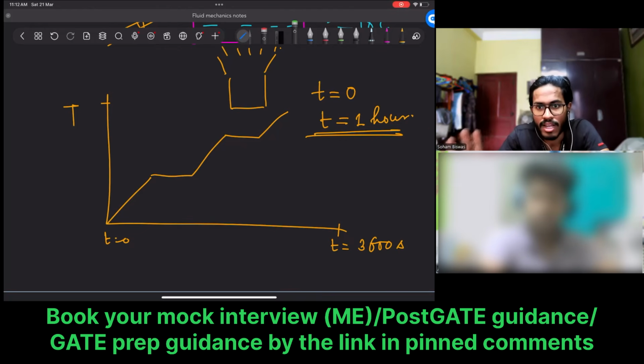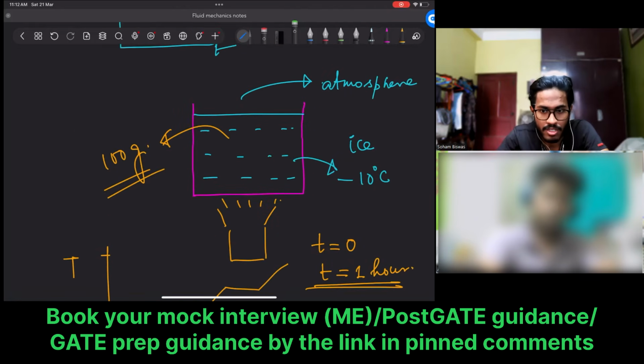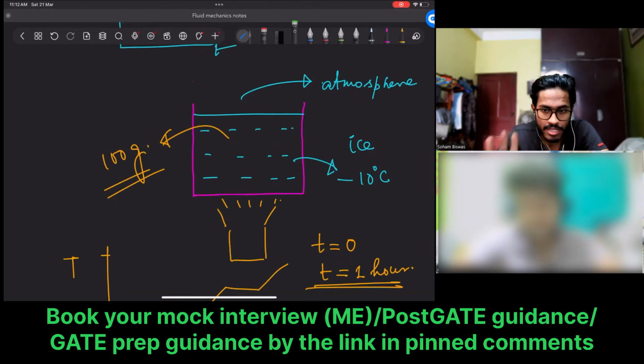That is fine. But I have not talked anything about mass. I have not talked anything about the specific heat. So just don't assume anything by yourself. You see this scenario. This is an open beaker, an open beaker, and the top above is open.